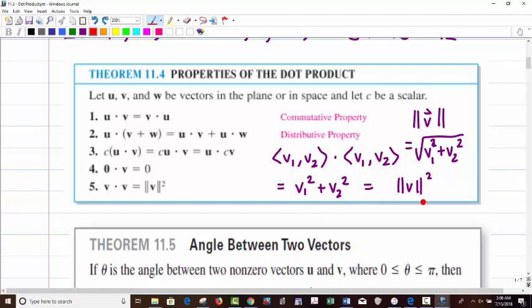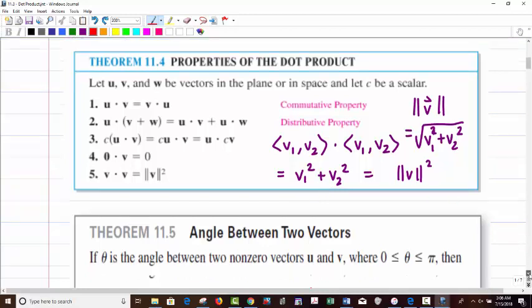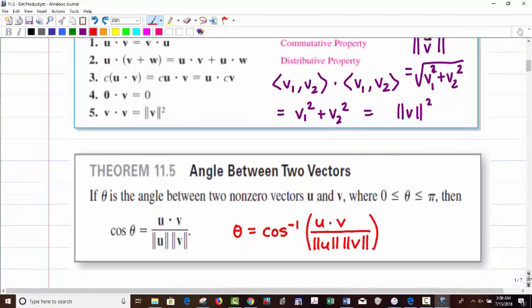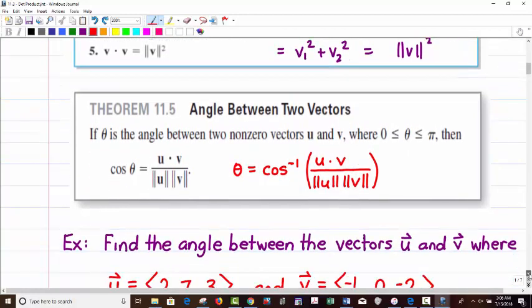So that's kind of sloppy looking, but that's all right. Now here's one used for what the dot product can give us.